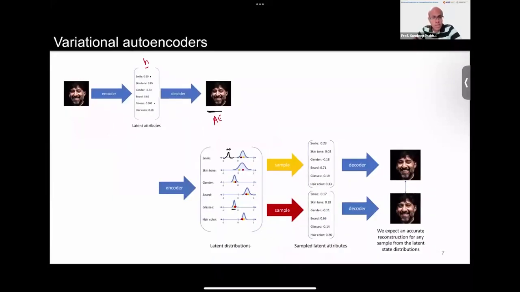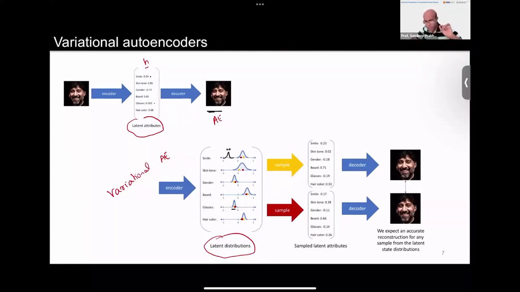Now, in variational autoencoder, what we are instead doing is, instead of latent attributes, I have latent distributions. So this will be a multivariate distribution where this H will have an underlying distribution. So the codings, what we call, will have an underlying distribution.